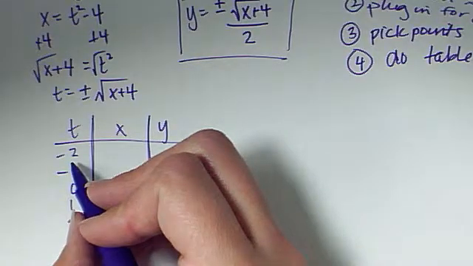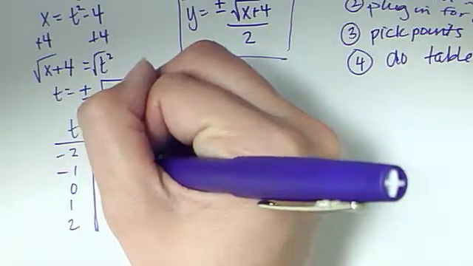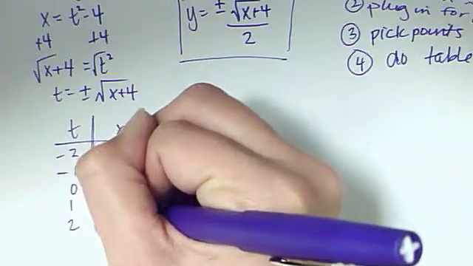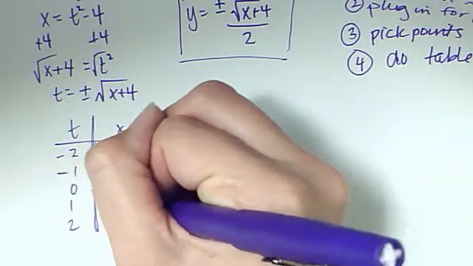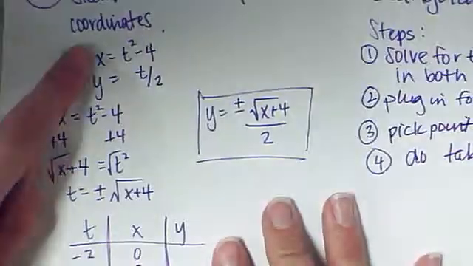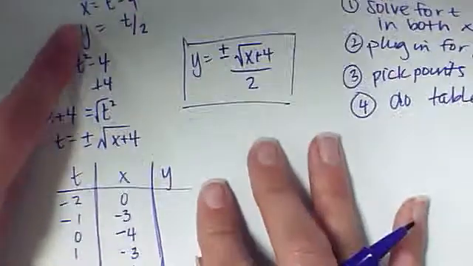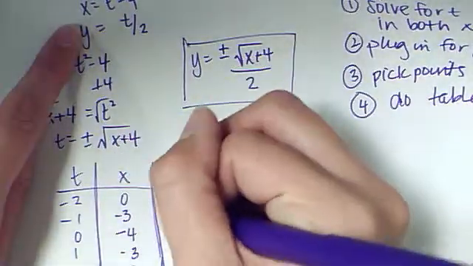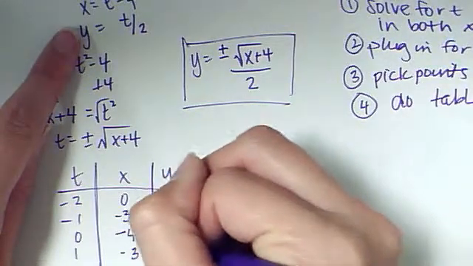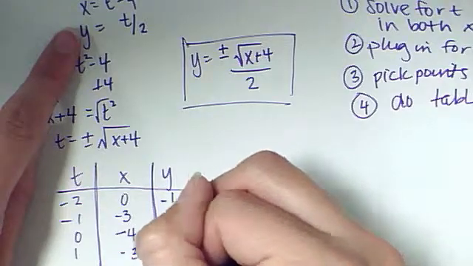for x. -2 squared is positive 4, minus 4 is 0. -1 squared is 1, minus 4 is -3. 0 squared minus 4 is -4. 1 squared minus 4 is -3. And 2 squared minus 4 is 0. That's coming from right here if I plug in each one of those values of t for x. And then separately I do that with y. So -2 over 2 is -1. -1 over 2 is -1/2. 0 over 2 is 0. 1 over 2 is 1/2. And 2 over 2 is 1.